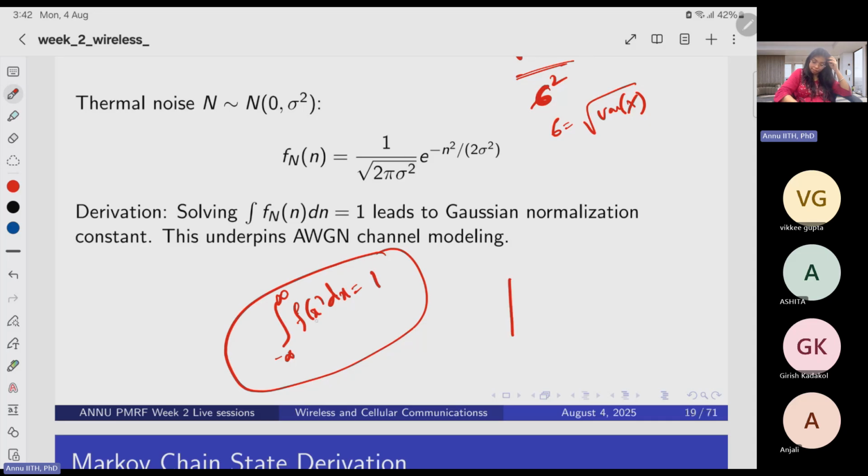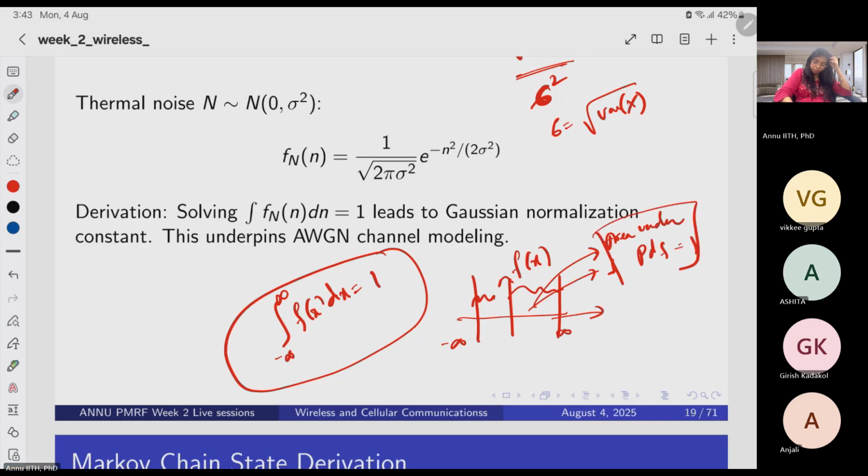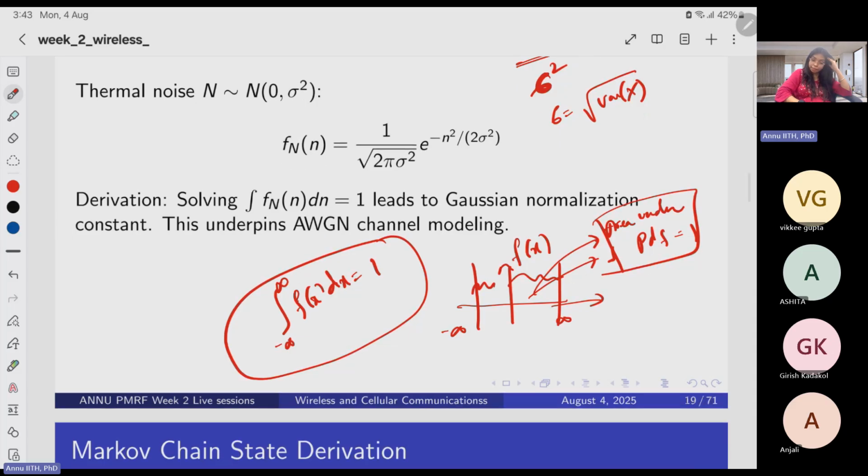So what does this mean? If there is some function f(x), and you integrate from minus infinity to infinity, you will get 1. Or you can say the area under the PDF is 1. That's the beauty, and that's why it is called probability density function.